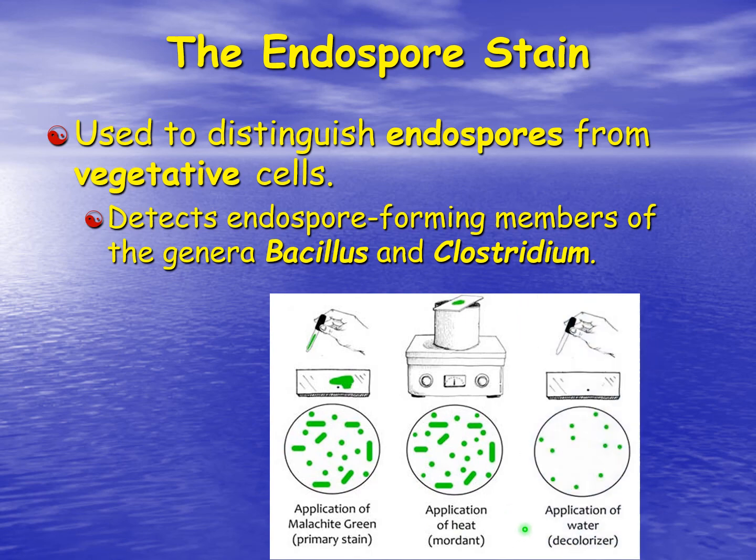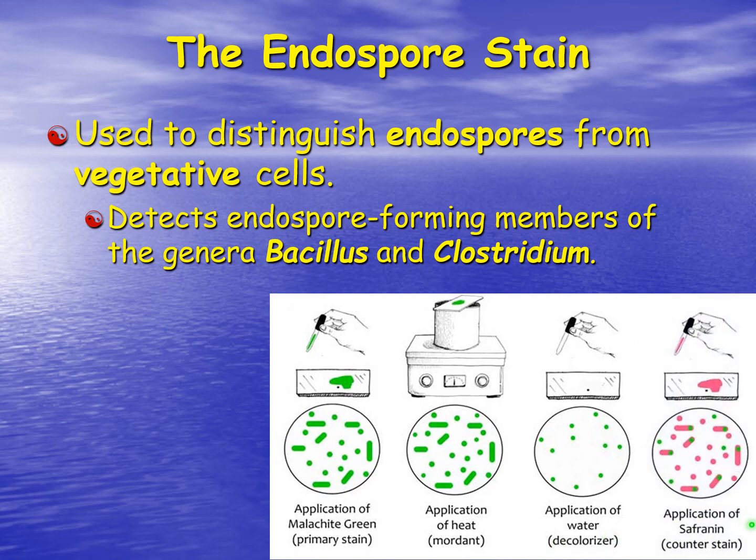We then decolorize with just deionized water. If the living cells are still present, they will decolorize and lose the malachite green. And so all that will be left in the staining process will be the green endospores. We then use safranin as our counter stain, and now we can actually see that anything that was living will take up the safranin, and you'll notice that in this case we actually have endospores still forming within the vegetative cells, but we also have just some free ones that are floating around.